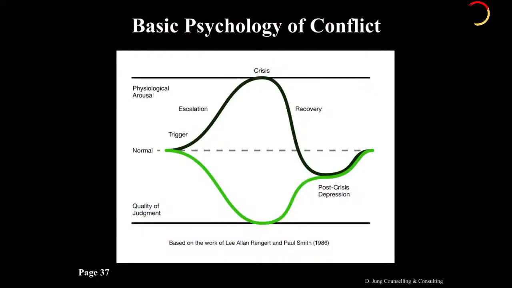So here's the thing you need to understand, about what I talked about, the psychology of conflict, if you will. When we get triggered and we start escalating into this crisis mode, you notice that with all our physiological arousal, look at what happens to the quality of your judgment. The more amped you get emotionally, which part of the brain is on fire? Exactly. The more it gets on fire, the more your judgment goes down.